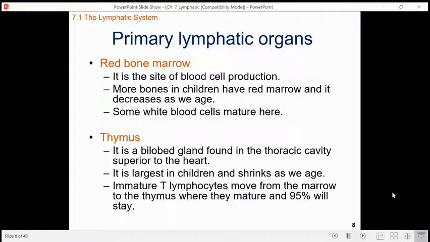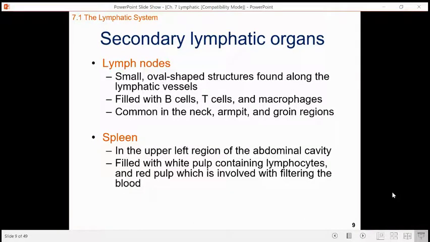So, red bone marrow is the site of blood cell production. More bones in children have red marrow, and it decreases as we age. Some white blood cells even mature here. But the thymus is a bilobed gland, and it's found in the thoracic cavity, and it's superior to your heart. It starts out much larger in children, and it shrinks as we age. In fact, it gets quite tiny by the time we become elderly. Immature T lymphocytes move from the marrow to the thymus, where they mature, and about 95% of them stay there.